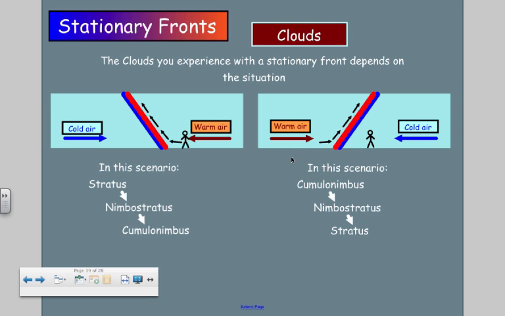Now again, the type of clouds you see really depend on how the air masses are organized. Now on the left-hand side, if you're standing right there, you'd see some stratus clouds, then maybe some nimbostratus, and then some cumulonimbus after that. On the right-hand side, you would see cumulonimbus clouds first, then nimbostratus, and then stratus.